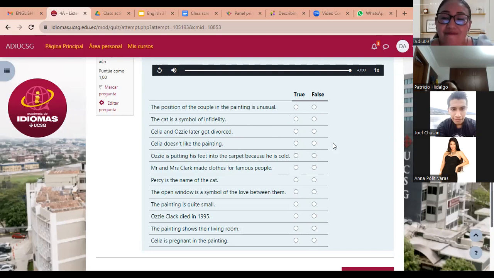Celia doesn't like the painting. True or false? It's false, because she said that actually that was a famous painting, but she actually likes it. I mean, she liked it, but back at the time, she didn't know that later she was going to divorce her husband.